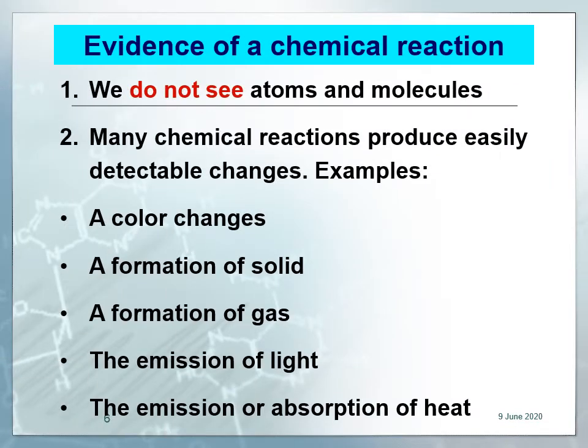But how do we identify whether a reaction has occurred or not? Because we can't see the atoms and molecules, we need another way to identify it. Many chemical reactions produce easily detectable changes when they occur. Examples: a color change. When we expose our shirt to sunlight, the color fades. This color change is evidence that a chemical reaction has occurred.